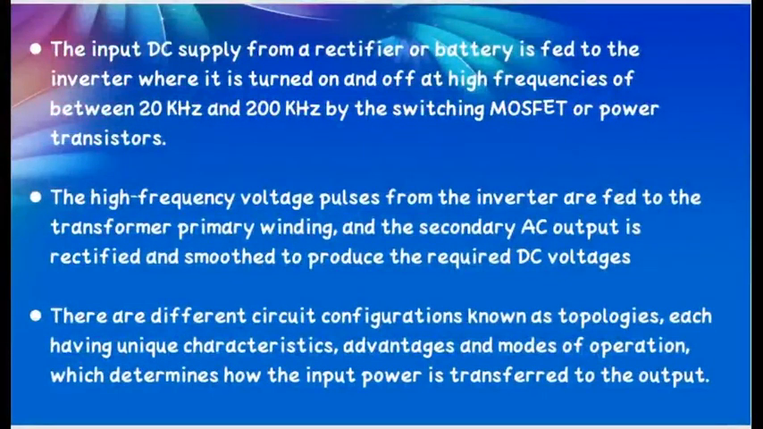The input DC supply from a rectifier or battery is fed to the inverter, where it is turned on and off at high frequencies of between 20 kHz and 200 kHz by the switching MOSFET or power transistors. The high frequency voltage pulses from the inverter are fed to the transformer primary winding, and the secondary AC output is rectified and smoothed to produce the required DC voltages. There are different circuit configurations known as topologies, each having unique characteristics, advantages, and modes of operation, which determine how the input power is transferred to the output.